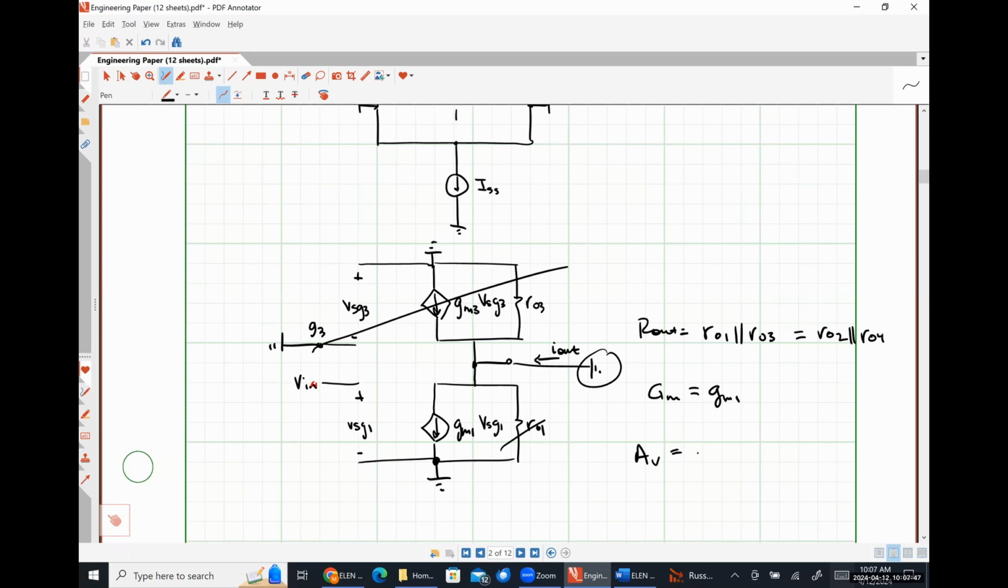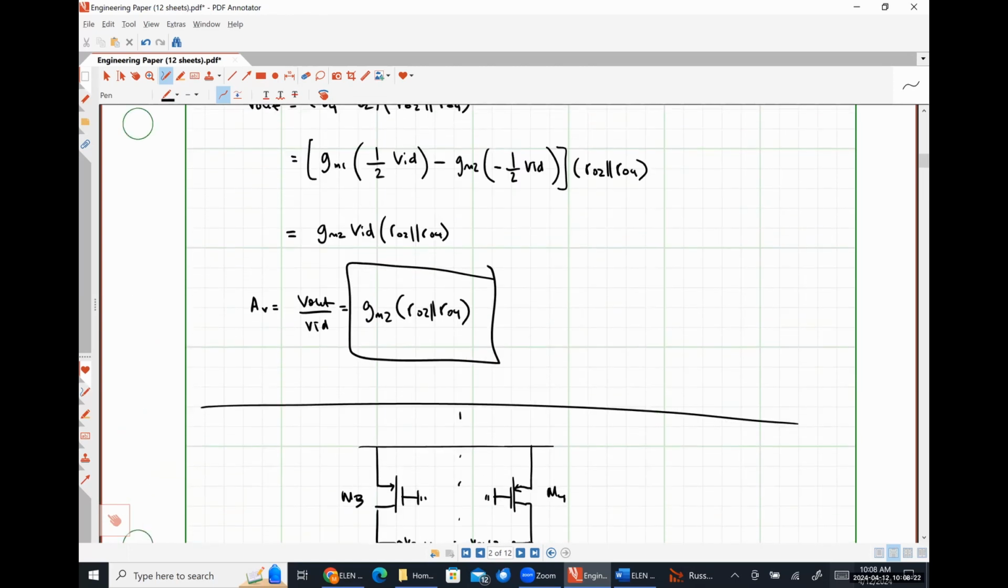Okay. So our voltage gain for this circuit is negative GM R out, which is negative GM1. Since GM1 is the same thing as GM2, let's write it as GM2 times R naught 2 in parallel with R naught 4, which would have been exactly what we got if we were looking at the right-hand side of the half circuit anyway, right? So what's the difference between this and this?